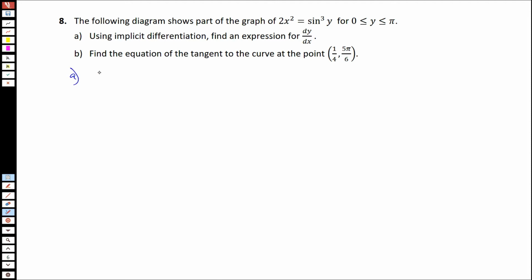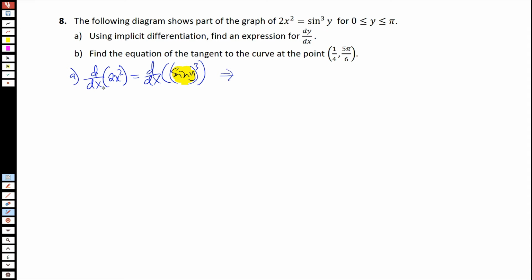we shall end up with the derivative of 2x squared being equal to the derivative of sine y cubed, which can be written as sine y cubed. Anyway, so here we can apply chain rule to find derivative of that. But let's start from the left hand side.